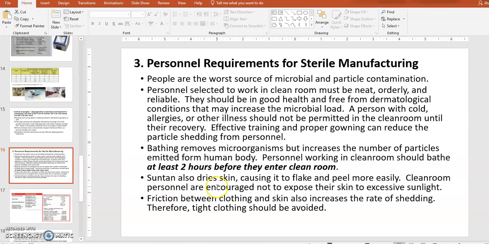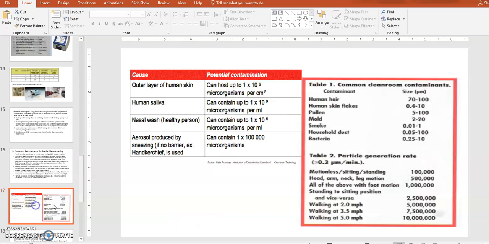So clean room personnel are not encouraged to expose themselves to the sunlight. Friction between clothing and skin also increases the rate of shedding. So tight clothing should be avoided.